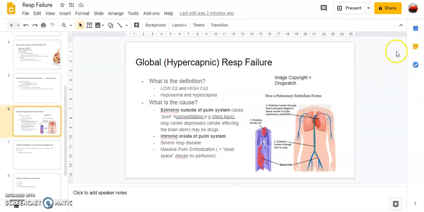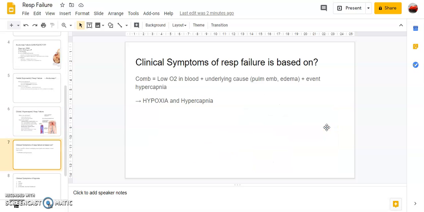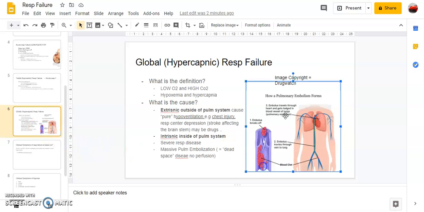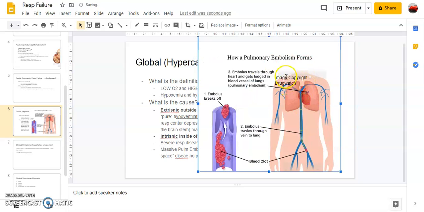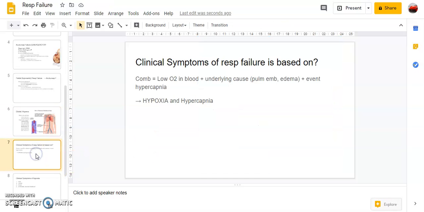So that's interesting. Intrinsic is going to be some sort of respiratory disease such as pulmonary embolism, so just a DVT that goes into your pulmonary artery. If I could make that a bit bigger, and the copyright for this is from Drug Watch, I believe, website or something like that. It goes into these pulmonary arteries, and that's where you get this problem.